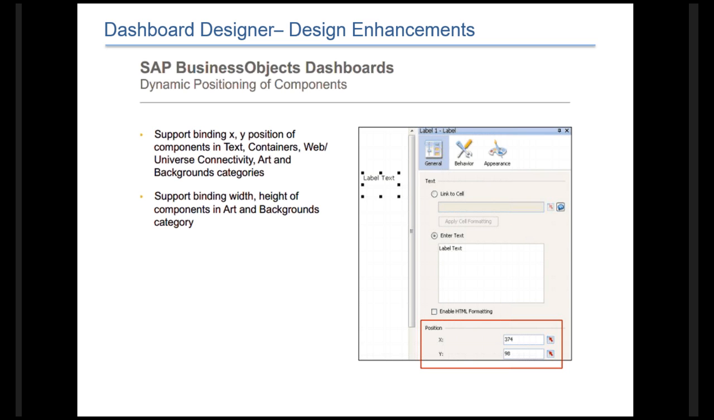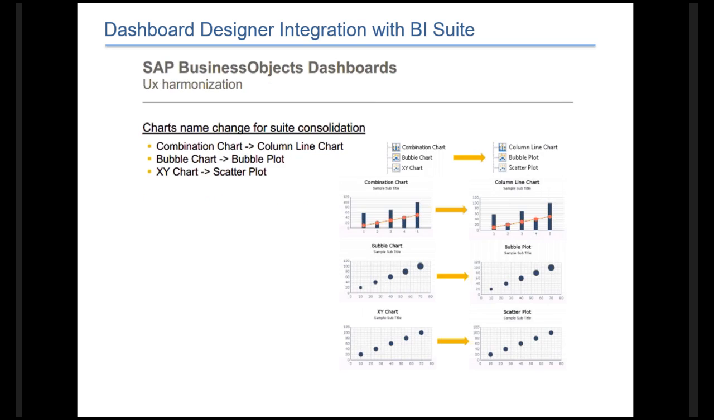Instead of just dragging objects around the canvas and positioning them on left align or right align, you can now do actual X and Y coordinates for the position of it as well, for a number of components: text, containers, art, and backgrounds as well. It also supports binding precise width and height to components in your art and background categories.